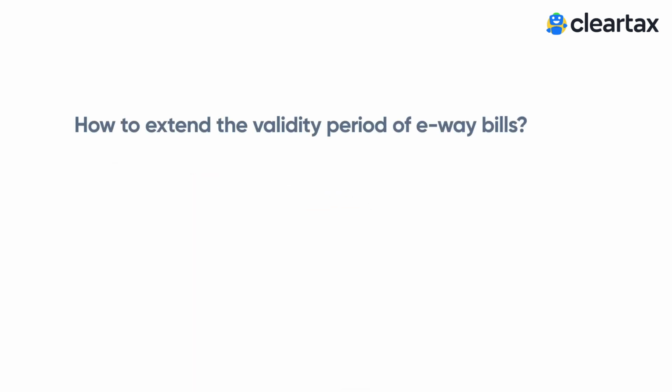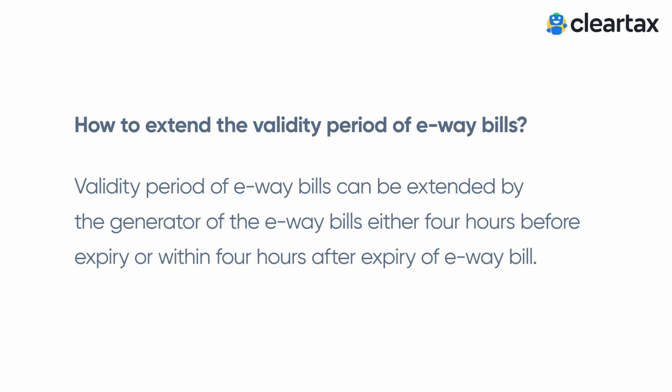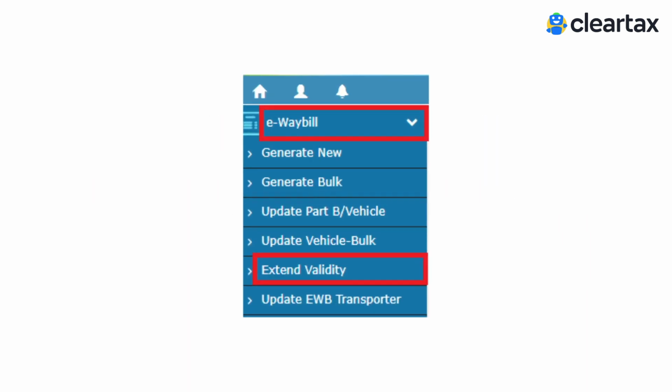Now let's see how to extend the validity period of e-way bills. The validity period of e-way bills can be extended by the generator of the e-way bill either 4 hours before expiry or within 4 hours after expiry of the e-way bill. Here is the step-by-step process. Step 1. Log into the e-way bill portal and select the Extend Validity option under the e-way bill option on the dashboard.